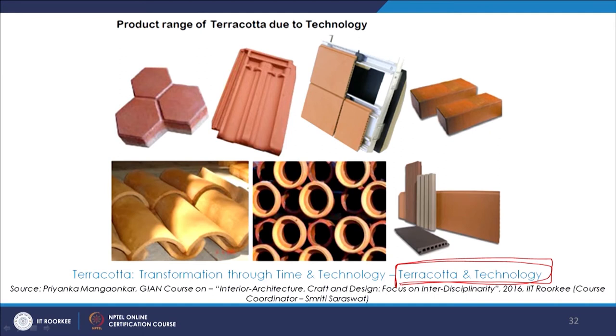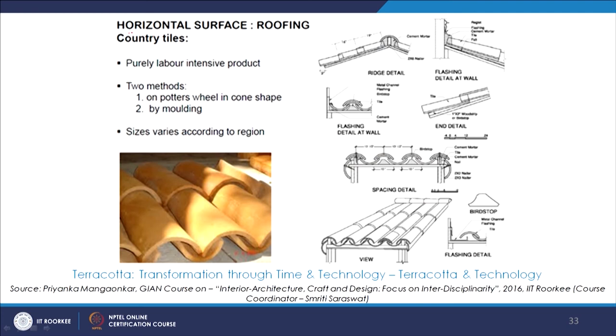Now here we see terracotta and technology. Through technology, terracotta has transformed a lot, and there are different kinds of usages and different kinds of prototypes which are possible. There are also standard products which are available in the market. So there are product ranges of terracotta. We see different kinds of tiles, we see different kinds of blocks which could be used in construction. Here we see roofing country tiles, we see these kinds of tiles, and we see the details of construction, how these could be used in building construction.